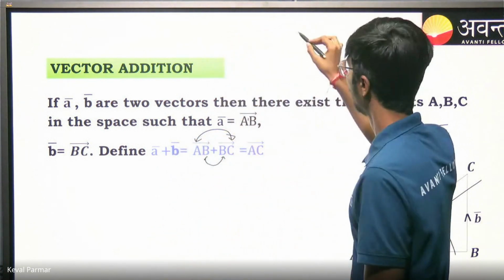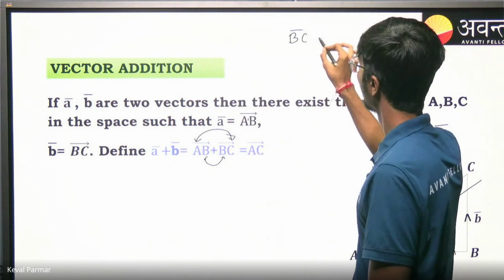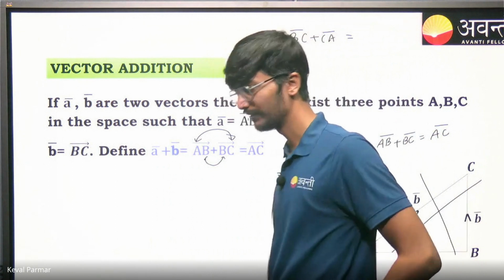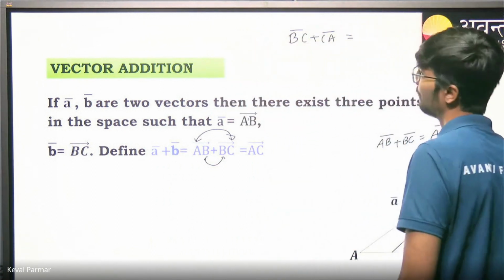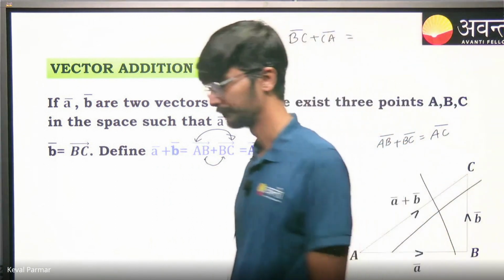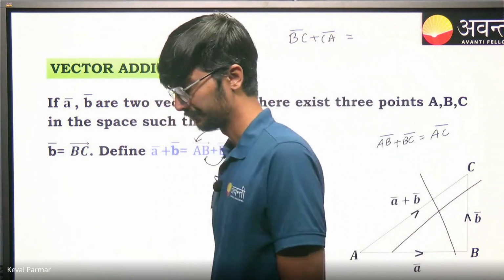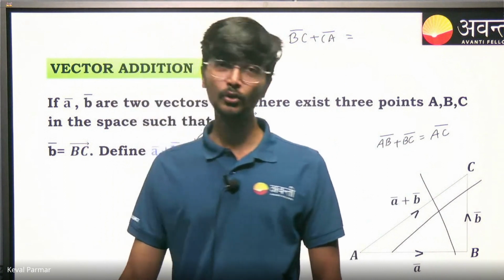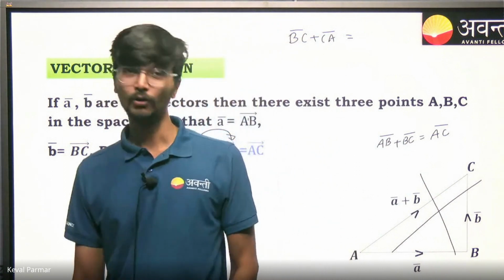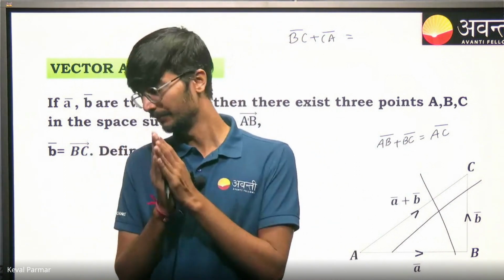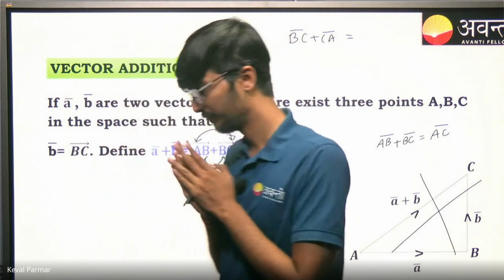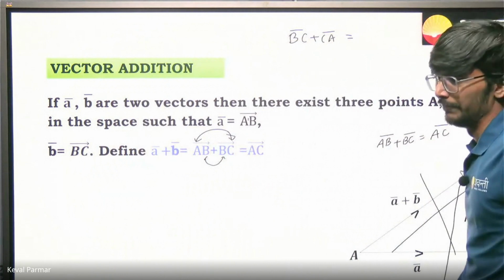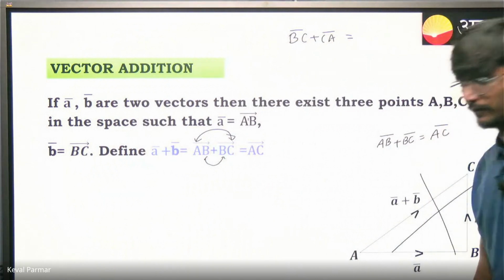Let's have an example. Suppose I say BC bar plus CA bar. This will be equal to, come on, without using the triangle. What will BC bar plus CA bar be equal to? There are very important questions we are going to do using the triangle law, and obviously many such questions were asked in previous years. So what is BC bar plus CA bar?